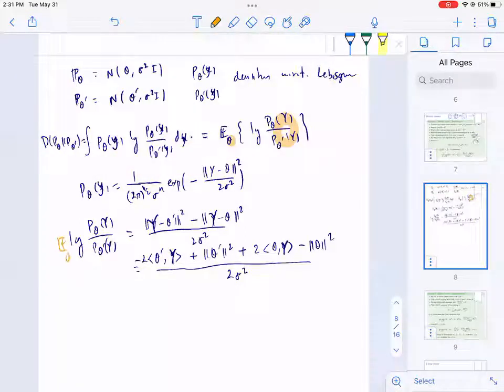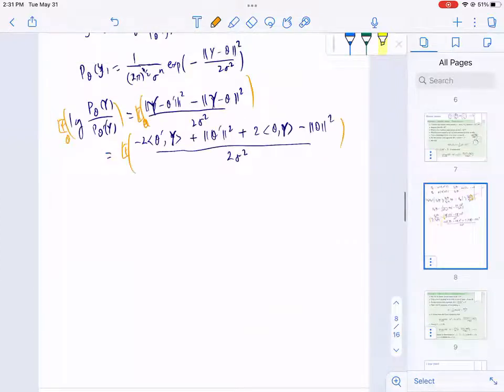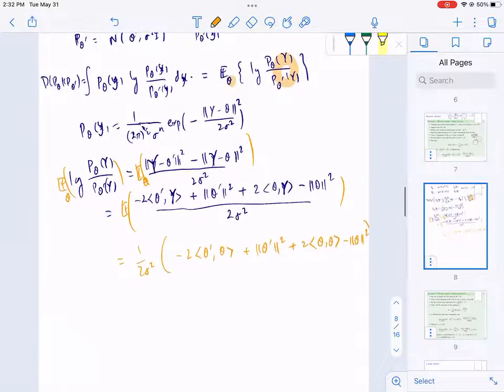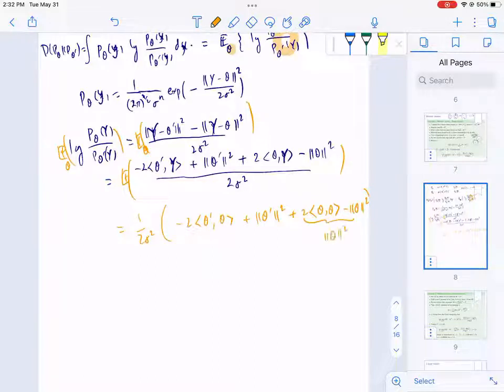Then when I take the expectation, what would happen? Yeah, the expectation passes through. And then what happens? Right. Okay. So everything is linear. So what we get is 1 over 2 sigma squared times negative 2 theta prime theta plus theta prime squared plus 2 theta squared minus theta squared. Did I get what I want? Right, okay. So this is going to be theta squared, and this is just what we hoped, right? Okay, so that's reasonable.